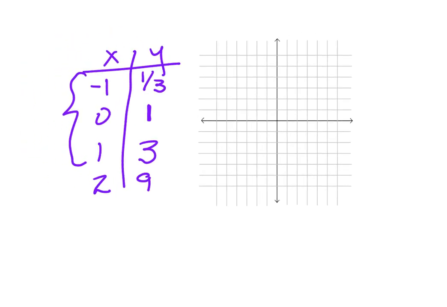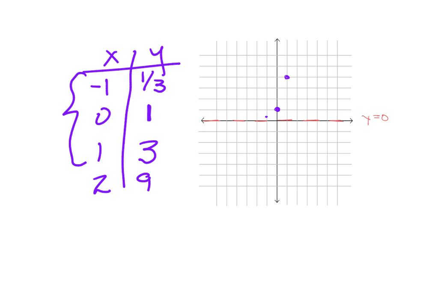All right, if we go ahead and graph this now, we have 0, 1. We have 1, 3. And we have -1, 1/3. Remember that as x gets smaller, as x gets more negative, our fraction is just going to get smaller and smaller and smaller. And we are going to approach the x-axis, which is our asymptote. This is an asymptote of y equals 0.